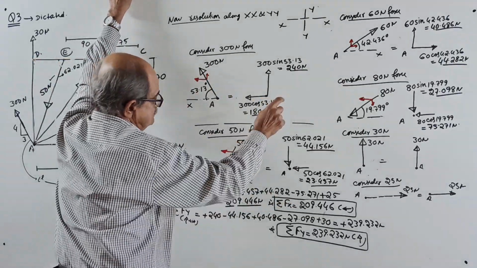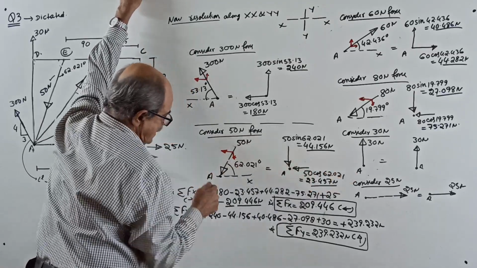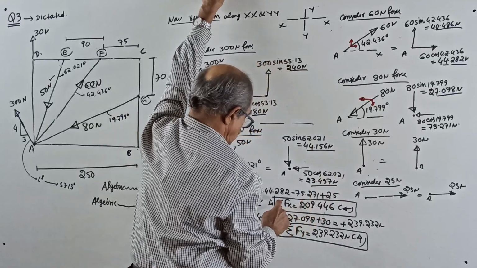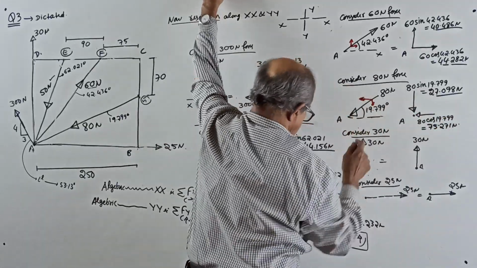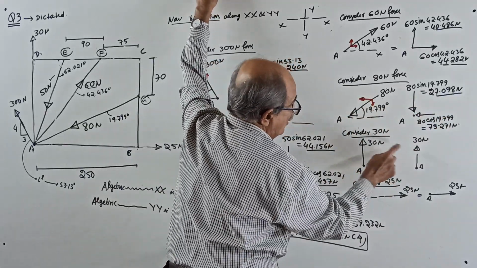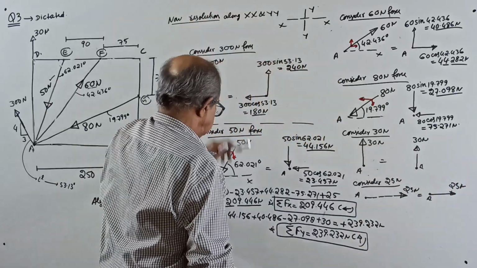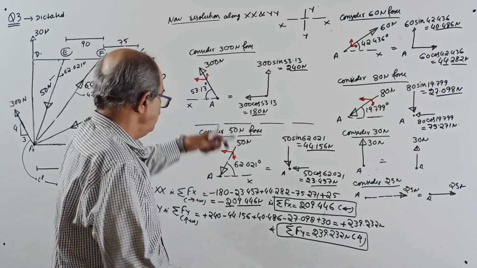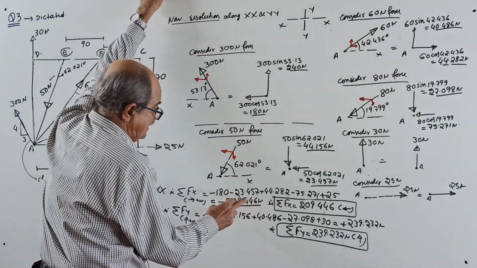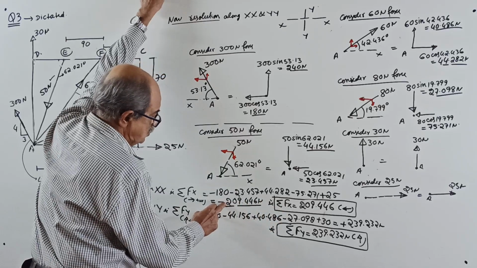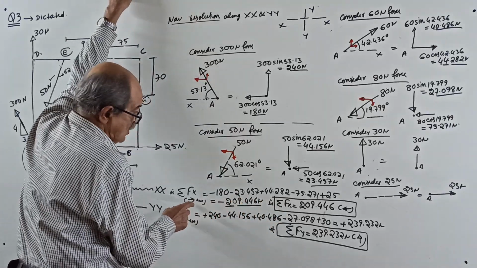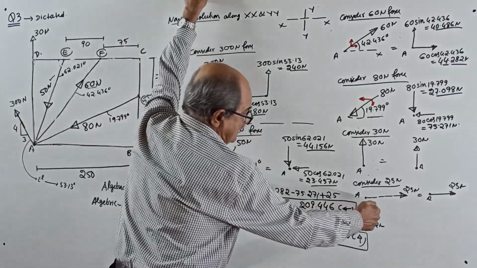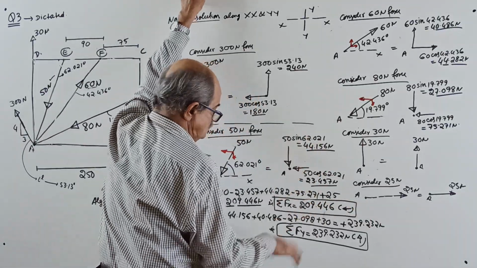Minus 180, minus 23.457, plus 44.282, minus 75.271, this is not there, plus 25. The answer will come minus 209.446. That means now write the answer without sign: sigma Fx equals 209.446. We found the net force to the right side; negative came, so that much is to the left side. So no minus sign now.